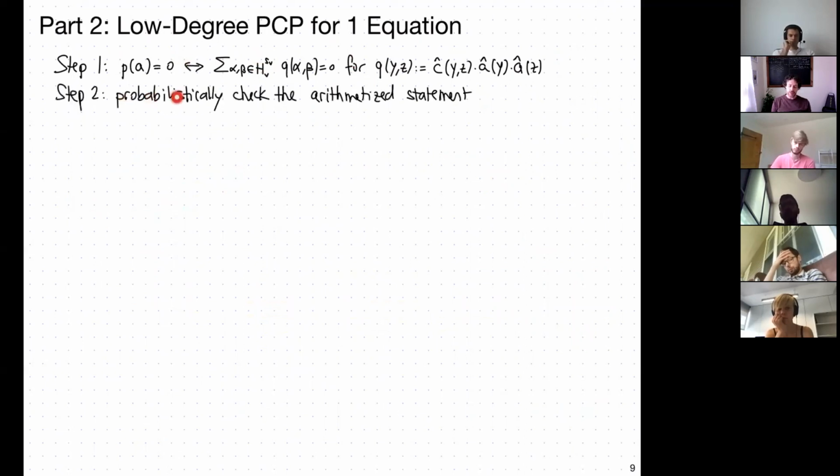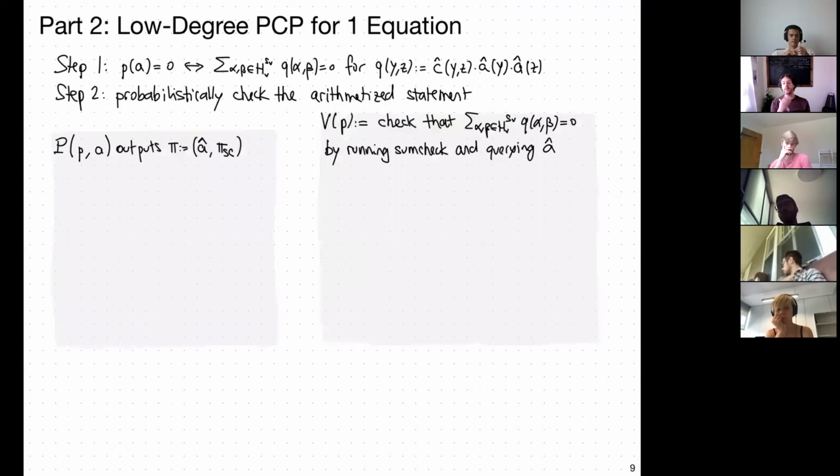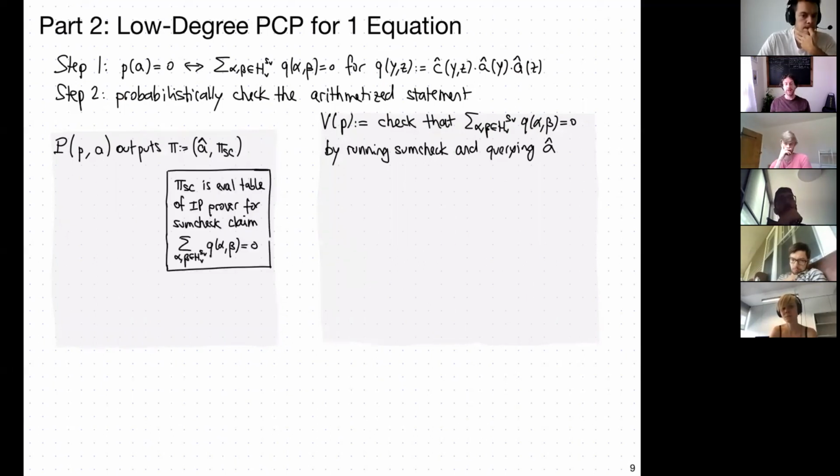And then what we want to do is just do this probabilistic check of the arithmetized statement. So what I mean by that, I want to apply the sum check protocol. But here we have a problem, right? The sum check protocol is an interactive proof, and we want to write a PCP. So what can we do? Let me give you the hint, and I'll also skim later all of the questions in the chat. So apologies, let me just finish this idea.